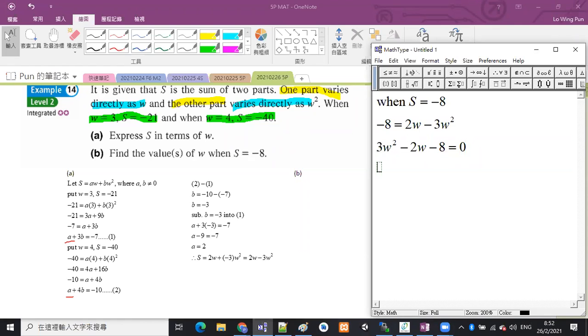Okay, so you may use the calculator now to input A equals 3, B equals -2, and C equals -8 to find the answer. Or you may use the cross method. Like this. So you find that W is equal to 2 or W is equal to -4/3.